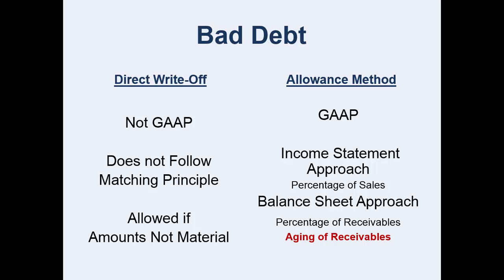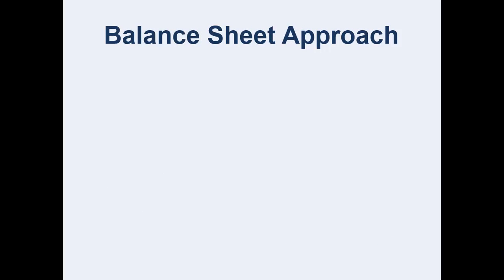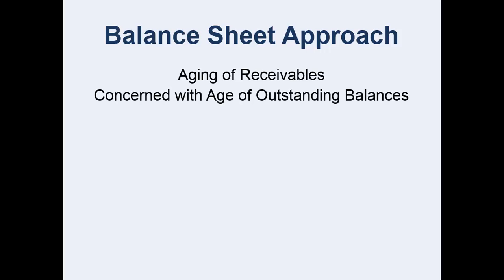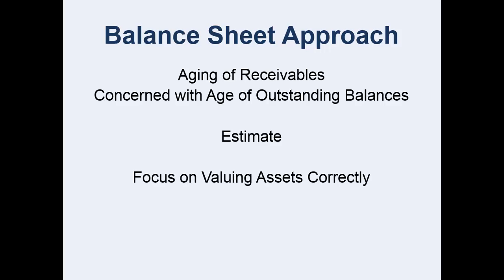Instead of the entire amount and one percentage as is done in the percentage of receivable, the aging of receivable is going to break it out by how delinquent the accounts are. Now again, this is a balance sheet approach. It's concerned with the age of its outstanding balances, and as with any of those methods used for the allowance method, it is an estimate. It may not be exact, but that's okay.